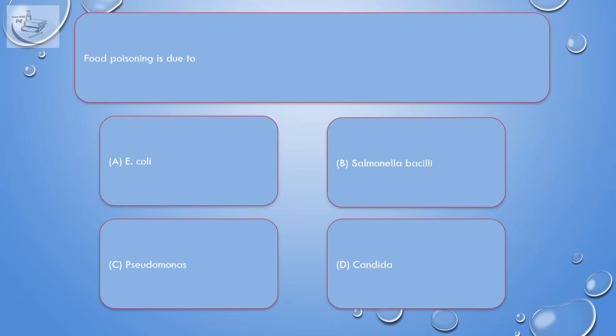Question: food poisoning is due to A. E. coli, B. Salmonella bacilli, C. Pseudomonas, D. Candida. Correct answer is B. Salmonella bacilli.